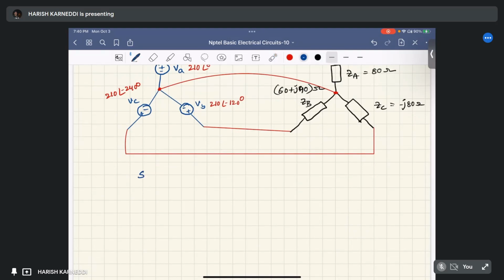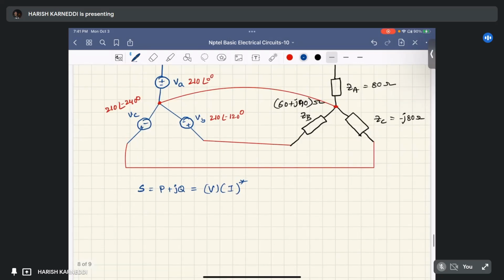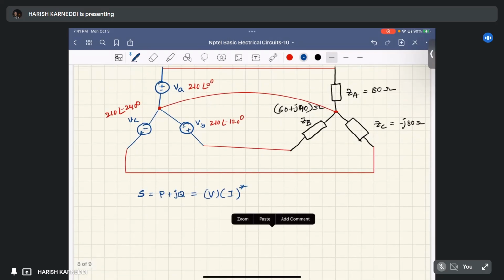First of all, complex power is S. S equals P plus jQ, which is known as the complex power, also known as apparent power, which is equal to V into I conjugate. So we know the voltages VA, VB and VC. We don't know the currents IA, IB and IC. So first we will calculate the currents IA, IB and IC.